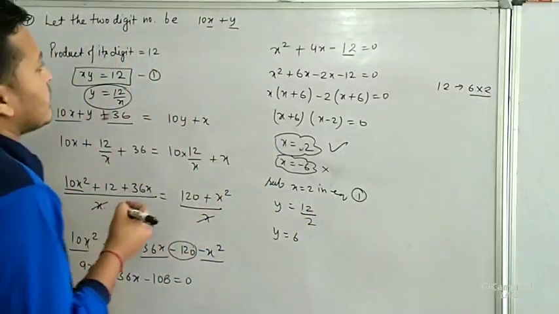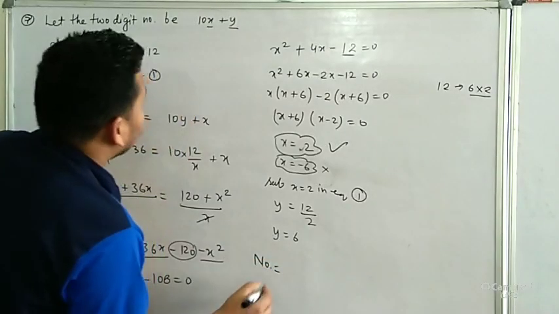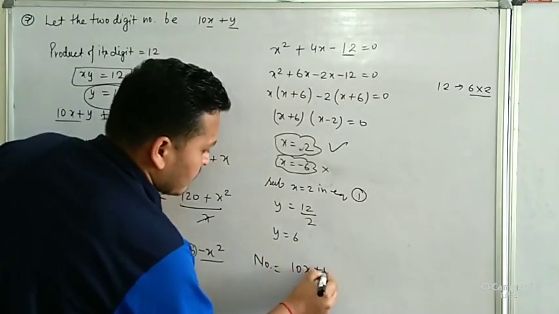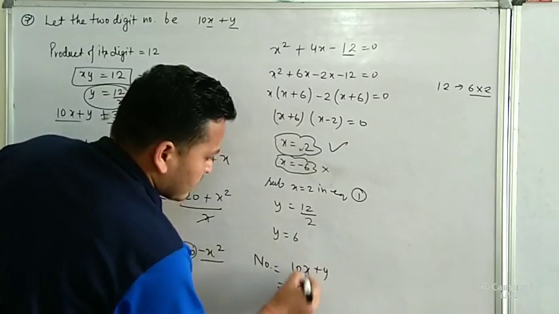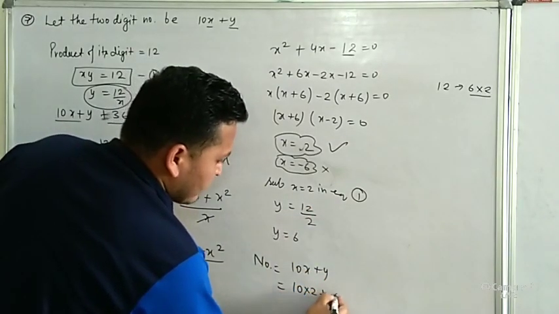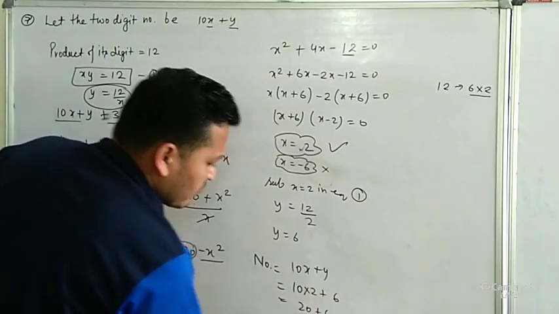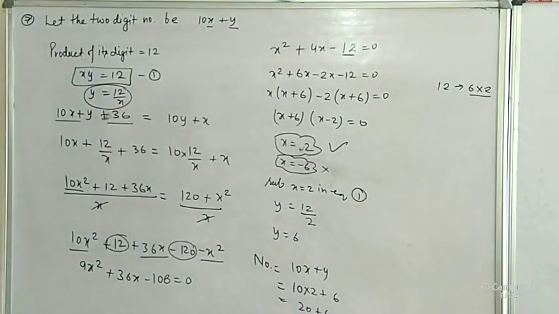So what will be our digit? The number is equal to 10x plus y, so substituting the value, 10 into x, x is 2, and plus y is 6. Okay, so 20 plus 6 is equal to 26. So 26 is the solution of this equation. Okay, Samarth Kukreti, very good. 26. Okay.